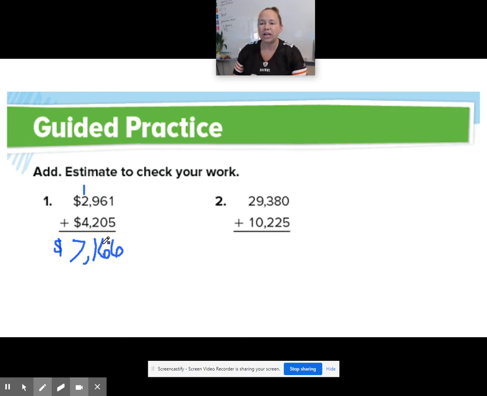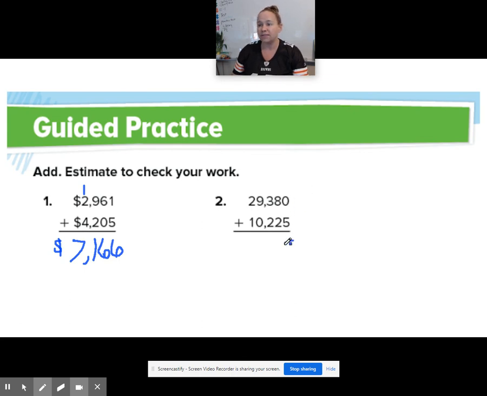And what estimate to check means, does your answer make sense? Does it make sense that 2,000 plus almost 3,000 plus 4,205 would be close to 7,166? Yeah, that seems reasonable. Now, if I got an answer like 27,347, I should go, wait a minute, I messed up there. So that's what they mean by estimate to check your work, okay? All right, let's look at number 2.